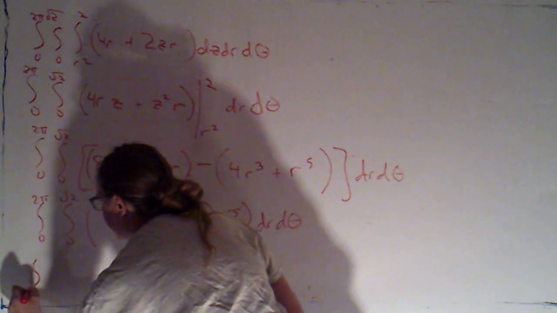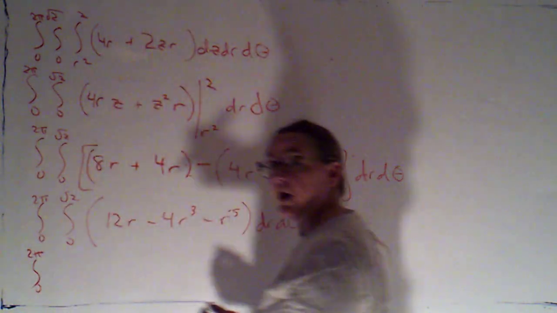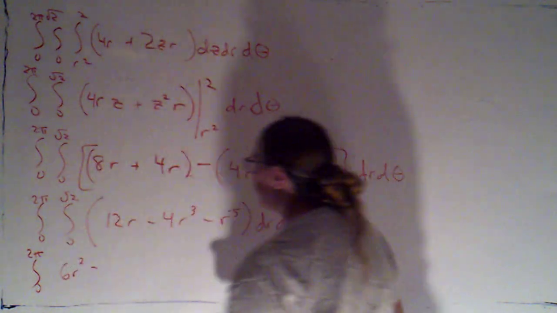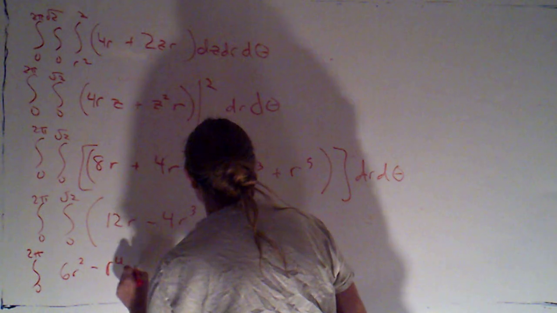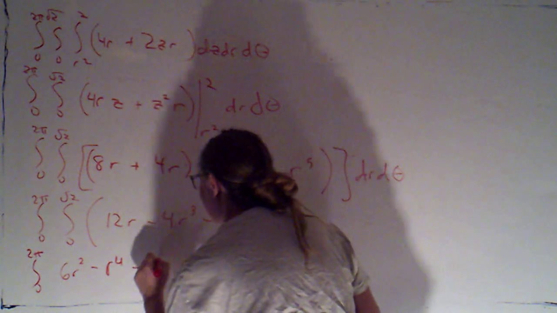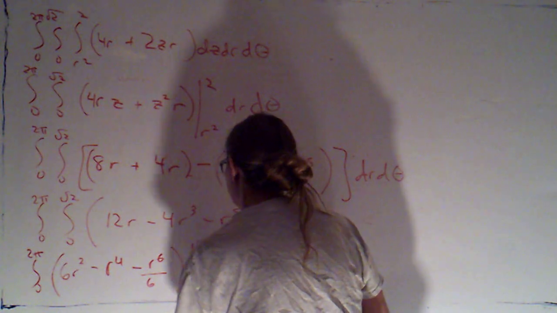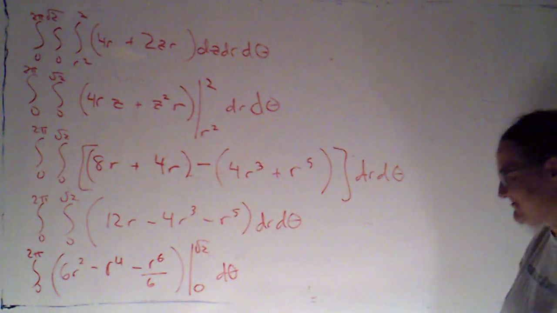All right, integral 0 to 2 pi. This is going to become 12r squared over 2, or 6r squared, minus 4r to the 4th over 4, which is just r to the 4th, minus r to the 6th over 6. That's evaluated between 0 and root 2, and then we still have to integrate with respect to theta.